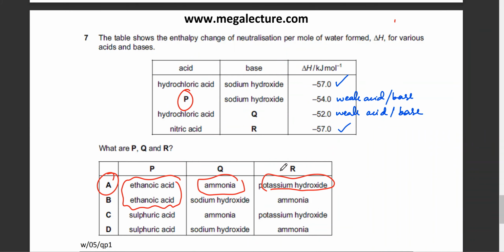Teacher, can the enthalpy change exceed negative 57? Normally it won't. Minus 57 is not a very fixed value, but anything close to minus 57, that's a strong acid. It's not going to exceed minus 57. I mean, it will exceed minus 57 if you're making 2 moles of water. Then it's going to be double the value.